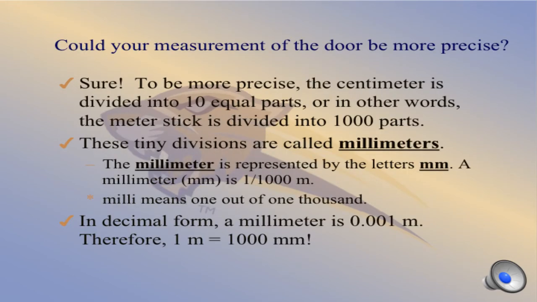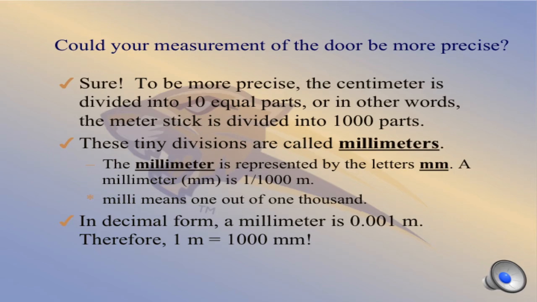So could our measurement of the door be more precise? Sure, we could use our millimeters that we mentioned before. So the millimeter is represented by the letters mm. A millimeter is 1/1000th of a meter. In decimal form, a millimeter is 0.001 meters.